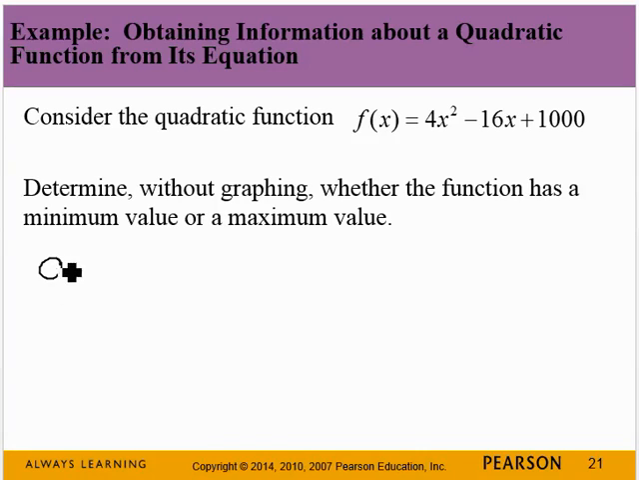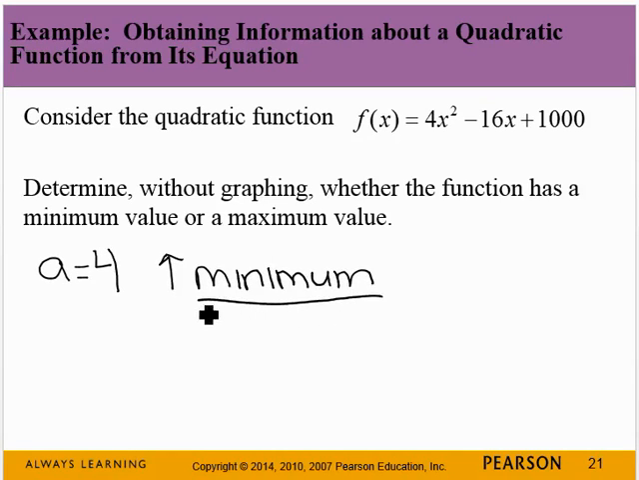So you want to think, a is a positive 4. So think back to what it means when a is positive. It means it is going upwards, so you will have a minimum. Now you need to find that minimum value.